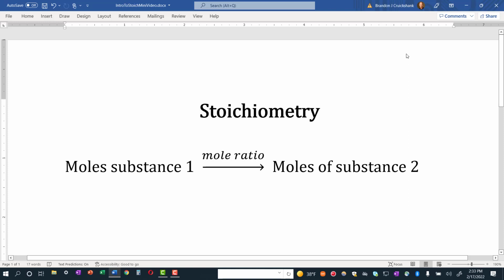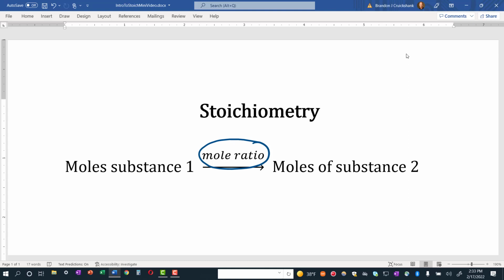Just wanted to do a quick summary video of stoichiometry and how we convert from one substance in a reaction to another substance in a reaction. And the key to that is the mole ratio from the balanced equation. Okay? So make sure anytime you're doing stoichiometry, you focus on what I have on the screen right here. If we have moles of one substance in the reaction, we can easily get to moles of a second substance in the reaction using the mole ratio or the balancing coefficients from the reaction.